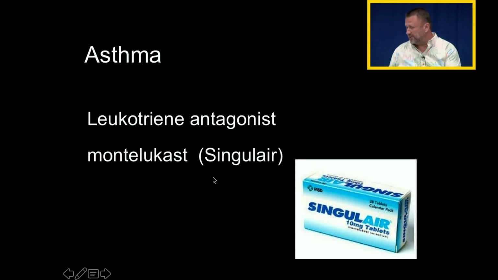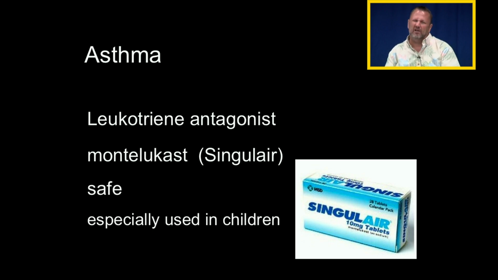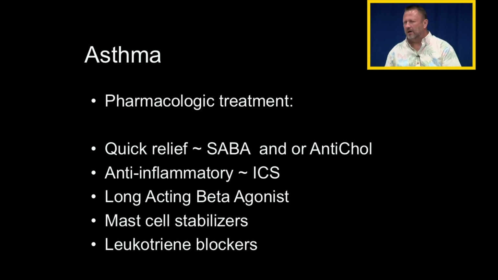Singulair is very safe. It's been around a long time, and we can use it in children and adults as well. And so Singulair is a great adjunct to the other medications that we've talked about in the treatment of asthma. So again, the most important thing you can know about asthma: which ones are the short-acting beta agonists for quick relief, and then the maintenance drugs that prevent asthma attacks from occurring in the future.